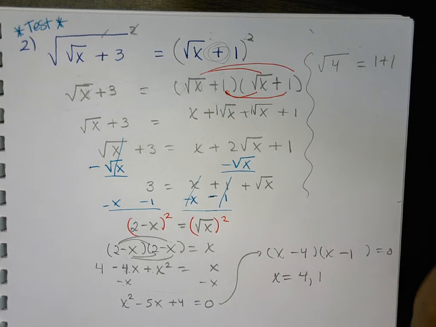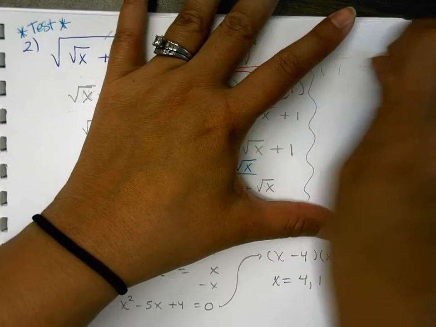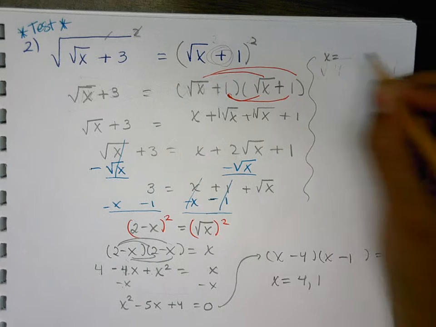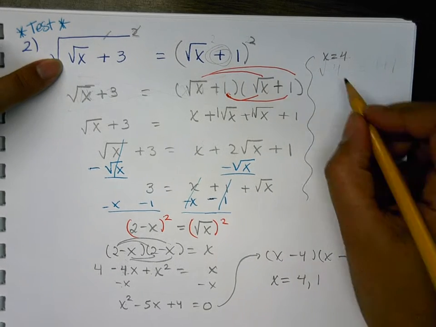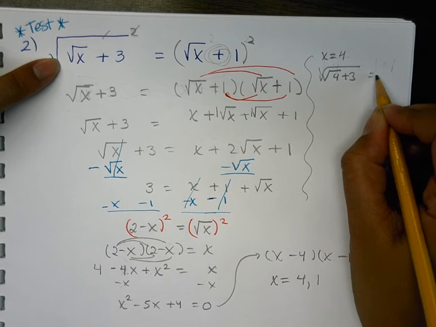Wait, did I plug in the wrong one? Sorry. I just confused myself. I'm starting over. All right. And I'm going to write here this time what I'm checking. What are we checking first? And it doesn't matter. 4. All right. Square root of 4 plus 3 equals square root of 4 plus 1.